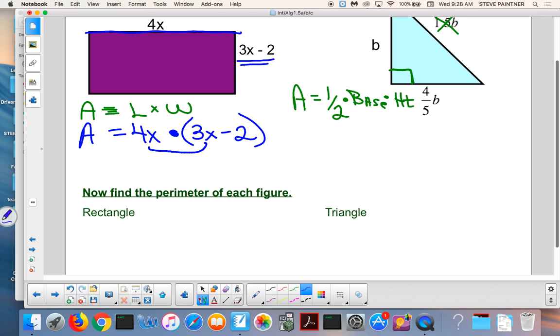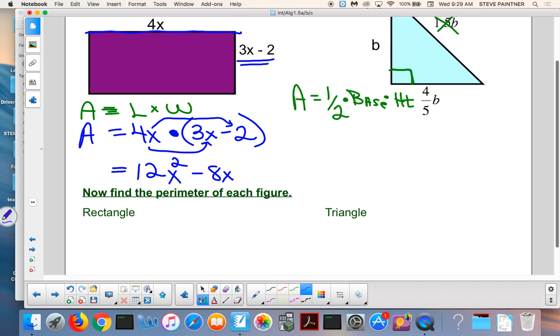This times this, what'd you get? 12 for sure. And then an x times an x is what? X squared, right? One more time. This times this is what? -8 followed by x, right?